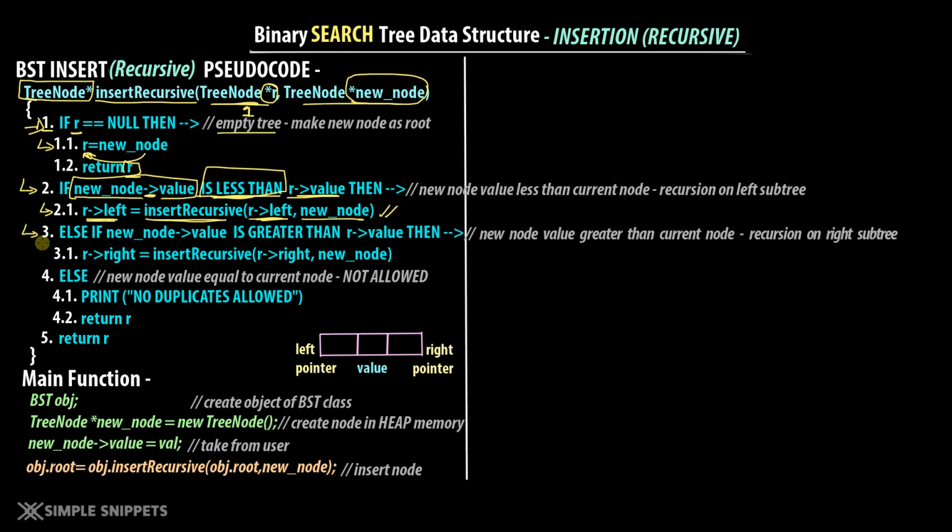The third condition, as guessed, is if the new node's value is greater than the r value. In that case, you will do recursion on the right. So r of right and the new node are passed. If new node's value is greater than the current node, recursion on the right subtree. And the last condition is when new node's value is equal to the current node's value, and that state is not allowed because the binary search tree we are designing is such that we are not going to allow duplicate values. So in that case, we will simply print no duplicates allowed and return the current r value. And once all of these things are done, lastly we simply return r, that is return the current r value where we are at, because we need to return something from this function.